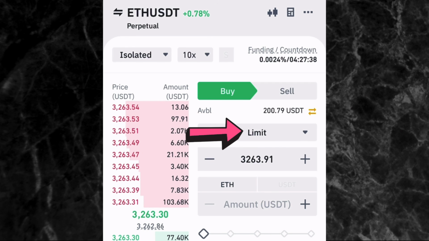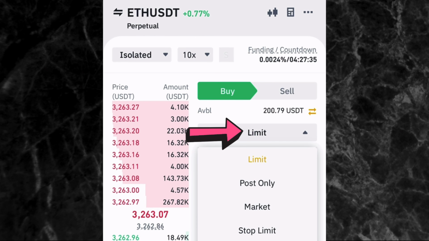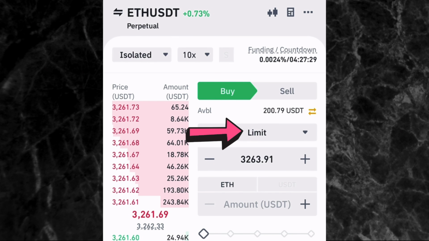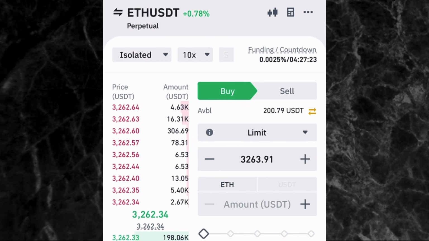Now, if you tap on where you have limit right here, you can see you have different options: limit, post only, market, and so on. I will still explain. Now, let's say, for example, we are using limit. Limit will allow us to set the price we want to enter the trade. So let's say the price is currently at $3,260.